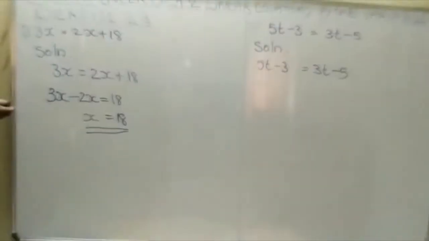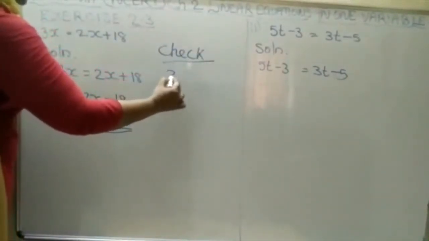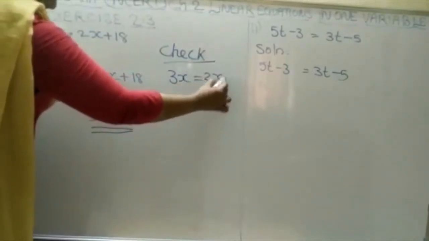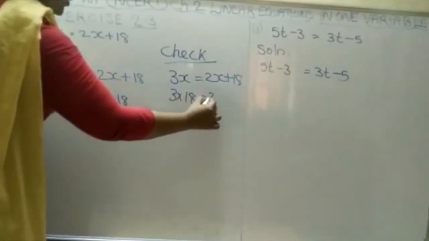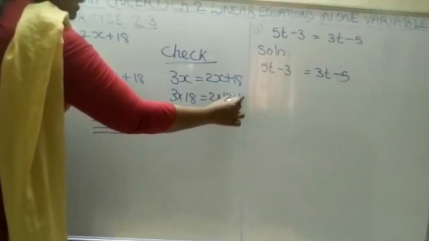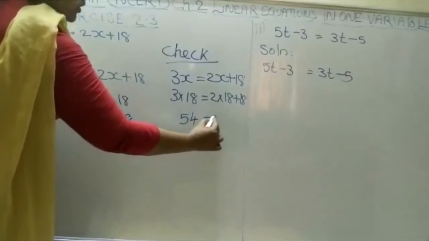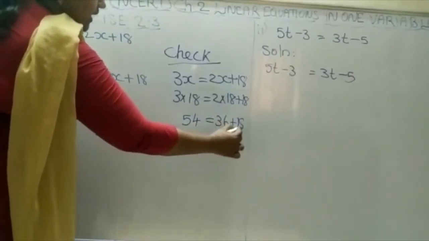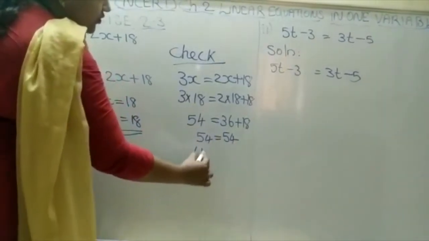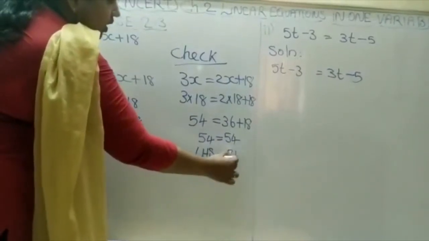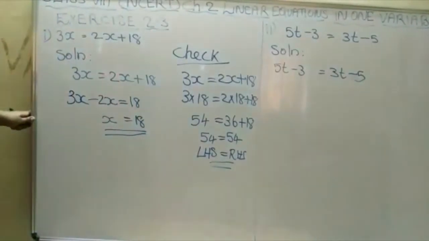If we substitute the value in the equation, we can check whether the value is correct or not. Our equation is 3x equal to 2x plus 18. 3 into 18 equal to 2 into 18 plus 18. 3 into 18 is 54. 2 into 18 is 36 plus 18, that is equal to 54. That is 54 equal to 54. LHS equal to RHS. This is the way we can check whether the value is correct or not.